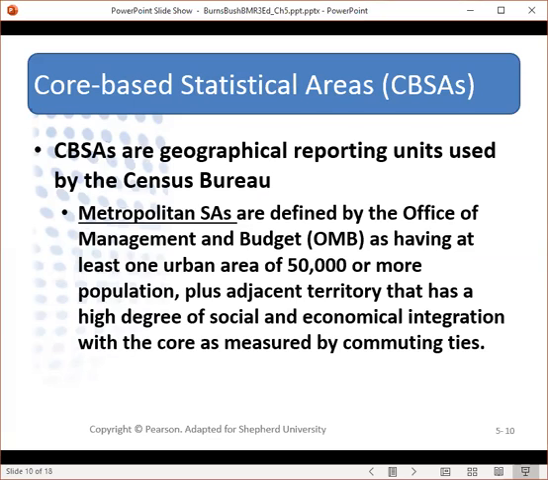Okay, so core-based statistical areas are geographical reporting units that are used by the Census Bureau and the Office of Management and Budget. A metropolitan statistical area is an urban area of 50,000 or more plus the adjacent territory that has integration with this core metropolitan area. Micropolitan statistical areas are a new set of statistical areas that have at least one urban cluster of at least 10,000, but less than 50,000 in population. And it includes, again, this adjacent territory that has a close economic and social integration.